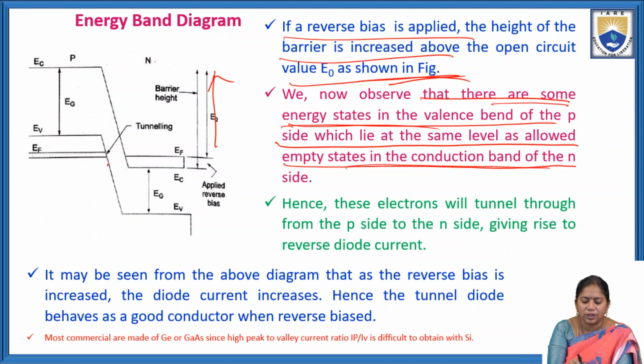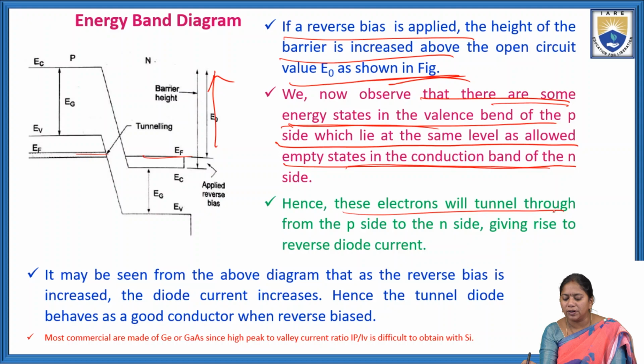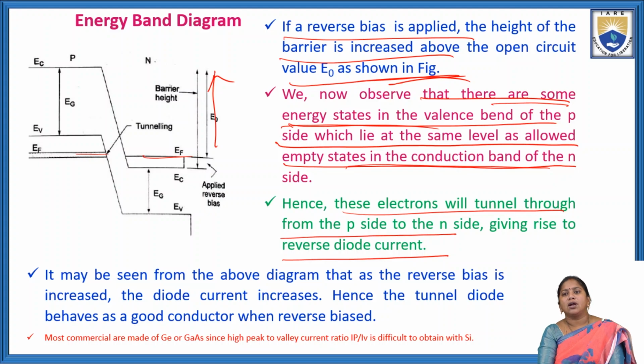Here we observe that the EF lies in between EC and EV. Hence, these electrons will tunnel through from P side to the N side, giving rise to the reverse diode current. It may be seen from the above diagram.